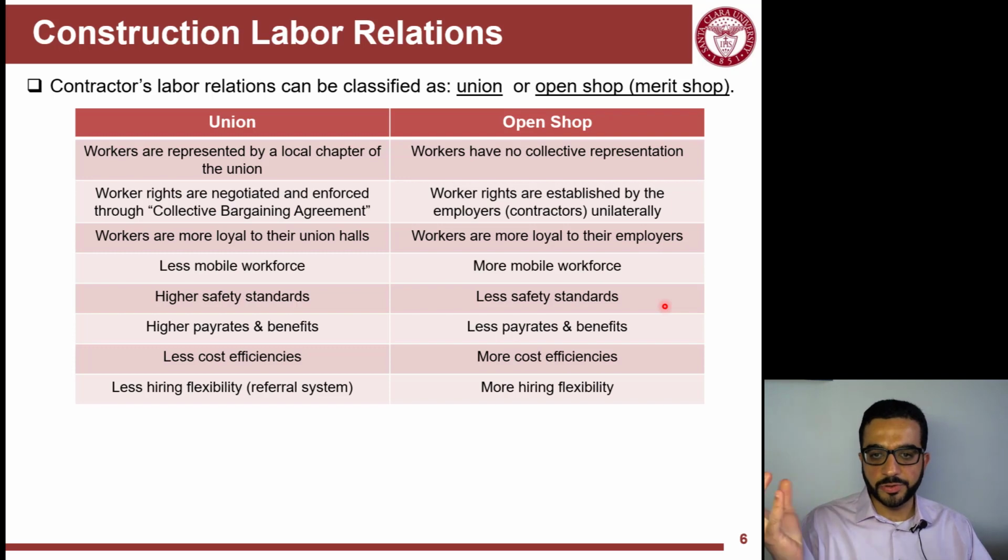In open shop, it's pretty open. There is no representation here. Workers trust their employers will take care of them, and this is why worker rights are mandated by contractors in open shop. But in the union, it's the union representing the workers to negotiate with the business to set a collective bargaining agreement, which outlines in detail the rights and responsibilities of the workers and the business, or what we call the employer. And this is why workers in the union are more loyal to their union halls. They work for the union, not for the companies.